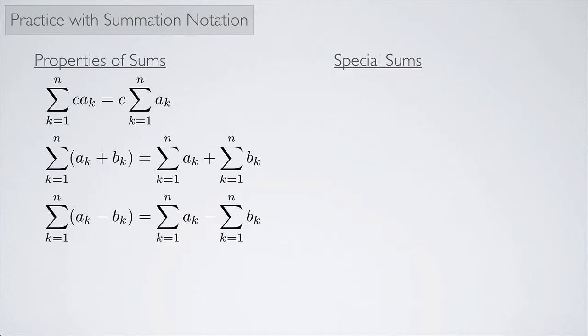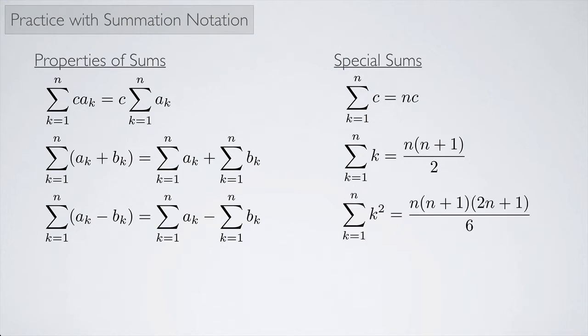And we also looked at some special sums. So if we have the sum from k equals 1 to n of a constant, that's just n times the constant. And if we have the sum from k equals 1 to n of k, that was n times n plus 1 over 2. The sum from k equals 1 to n of k squared was n times n plus 1 times 2n plus 1 all over 6.